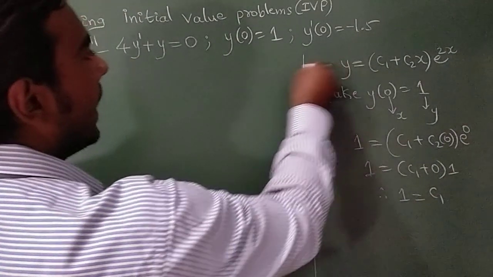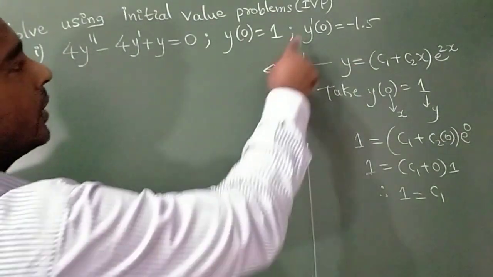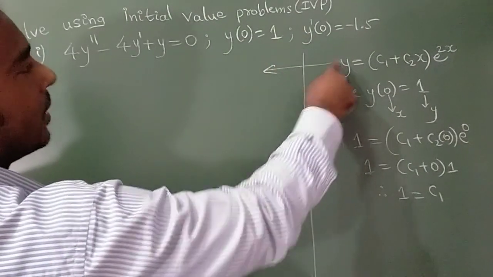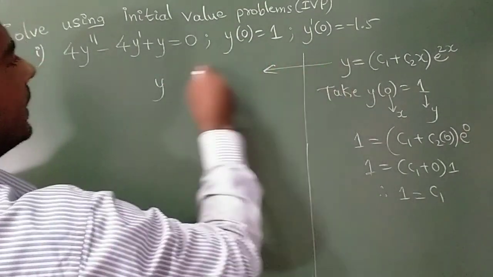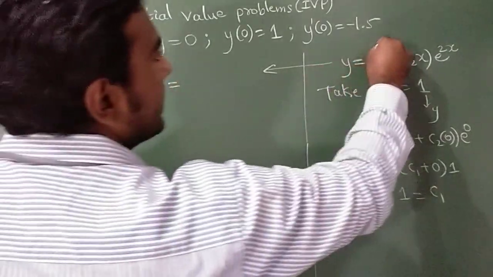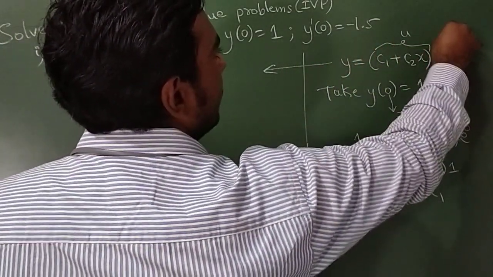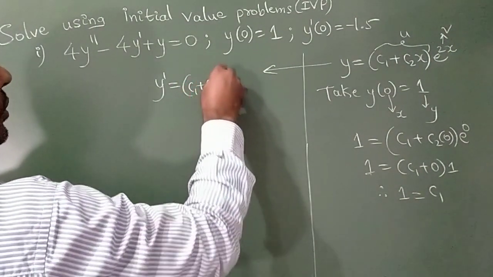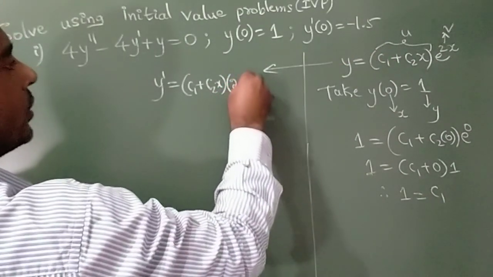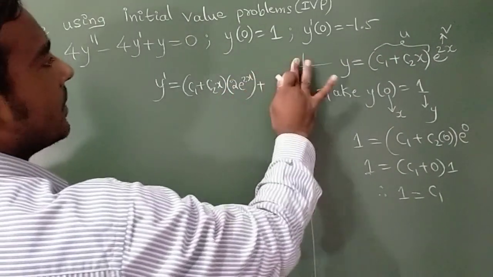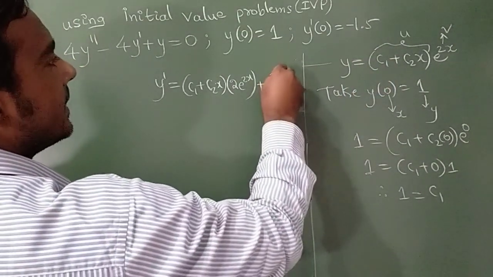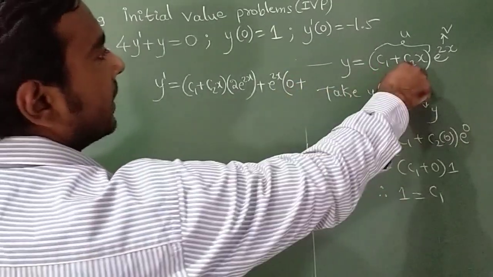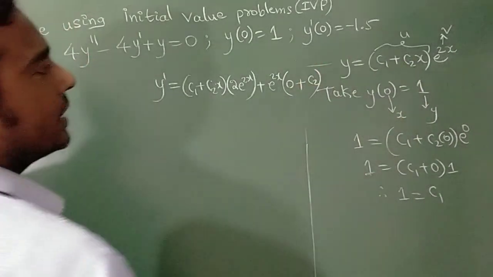Now next step is I must differentiate this. Why? Because you can see here y dash of 0 is equal to minus 1.5. So I need to differentiate this now. So if I differentiate this, then I'll get y dash, and this is u, and this term will become v. By product rule, c1 plus c2 into x, so if I differentiate, 2 into e raised to 2x plus, okay, keep this as it is. If I differentiate this, I'll get 0 plus, if I differentiate this, then I'll get c2.